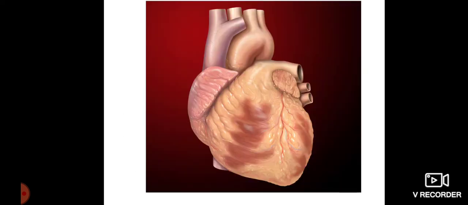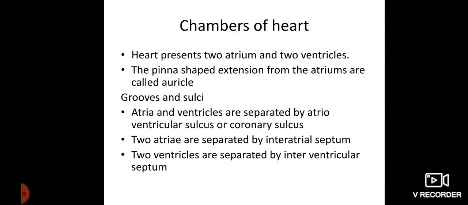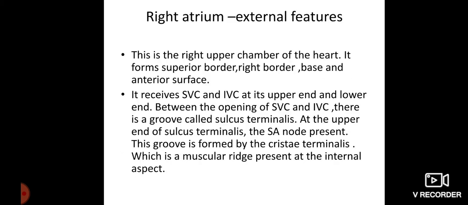While seeing the right atrium, this is the right upper chamber of the heart. It forms the superior border, it contributes to the right border, and it contributes to the anterior surface also. So the right upper chamber forms the superior border and right border. Then part of the base is also contributed by the right atrium.